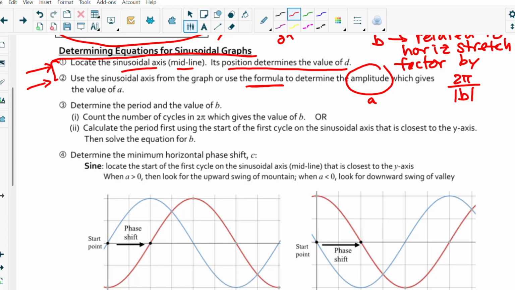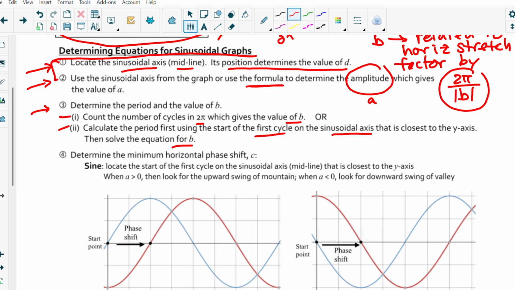Okay, number 3, determine the period and the value of B. So count the number of cycles in 2 pi, which gives the value of B, or calculate the period first using the start of the first cycle on the sinusoidal axis that is closest to the y-axis, then solve the equation for B. That is our classic 2 pi over the absolute value of B. We'll show you both ways in the next example. Okay, so method 1, method 2.